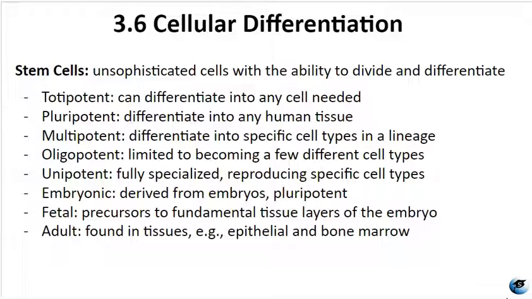Multipotent stem cells are more specialized and can differentiate into specific cell types within a given lineage. Further specialization leads to oligopotent and unipotent cells. Stem cells found at different life stages include embryonic stem cells, fetal stem cells, and adult stem cells such as epithelial stem cells and bone marrow stem cells.